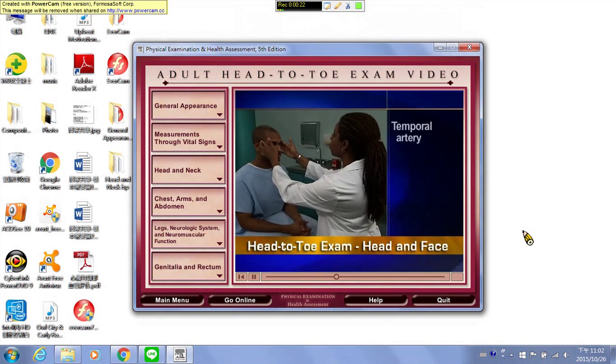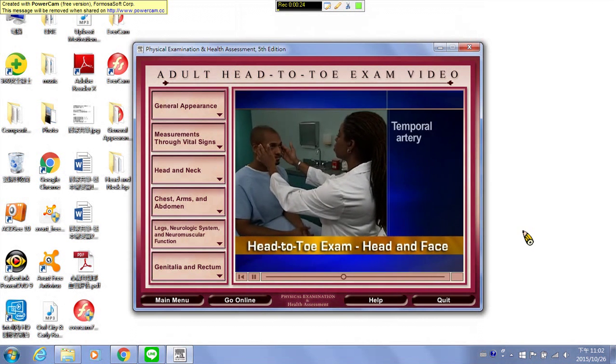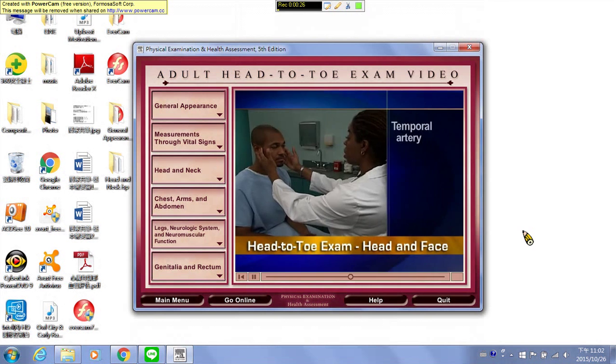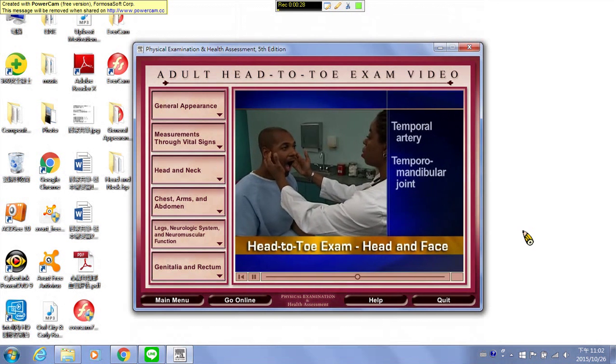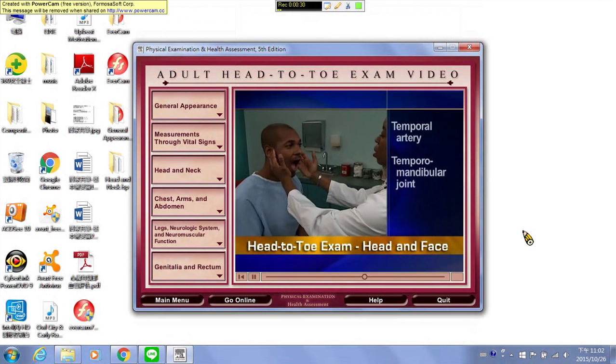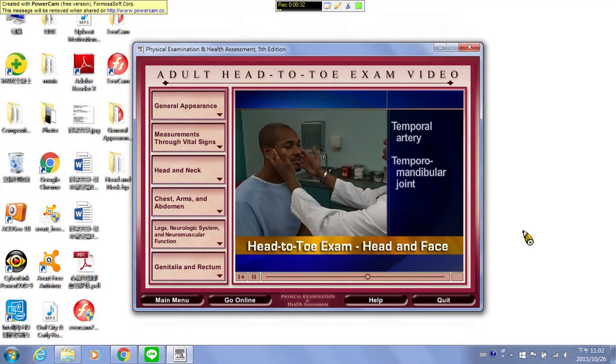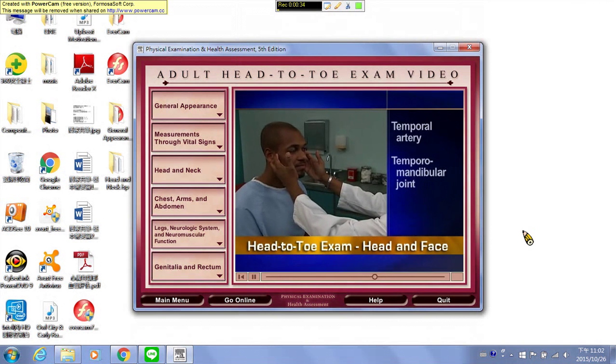Next, palpate the temporal artery. Okay, can you open and close your mouth for me? And palpate the temporomandibular joint as the person opens and closes his mouth. One more time.